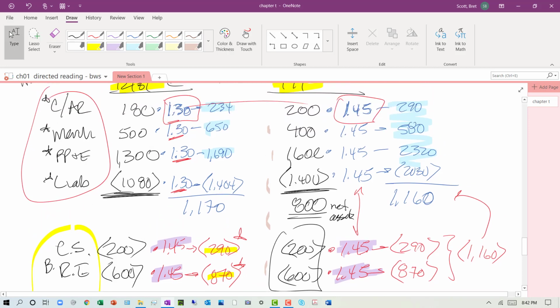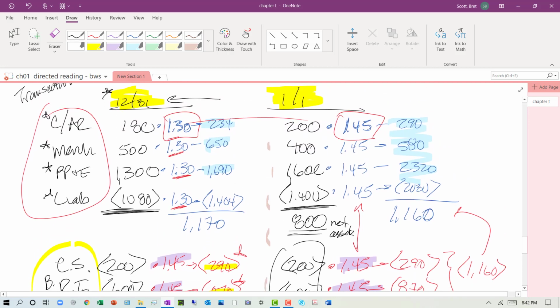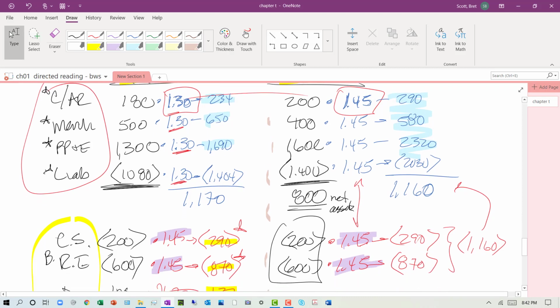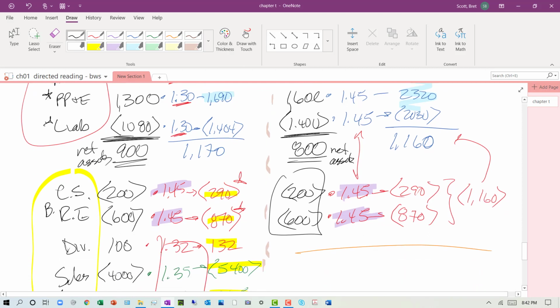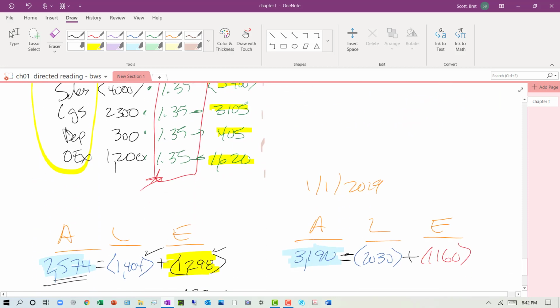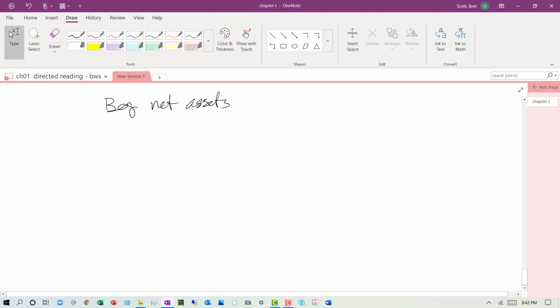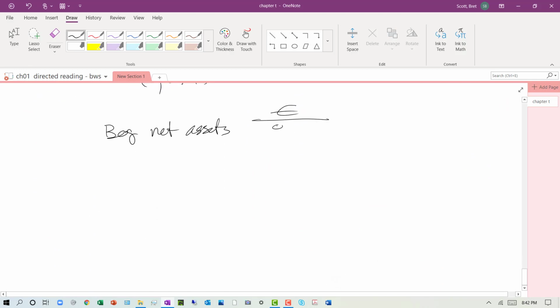Take the 180, 500, 1300 minus 1080. What does that give us? Well, if you did that math real quick, you would get 900 net assets. Now, it's an increase. Why? Because, well, we have some dividends and net income, right? So focus on just the net assets here. Start with 800, now we're at 900. Beginning net assets in euros, 800.